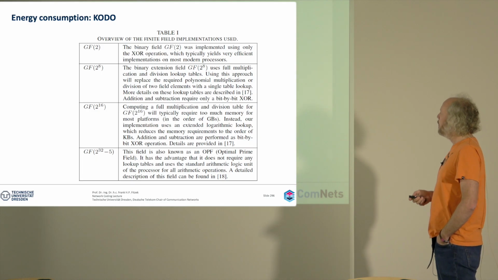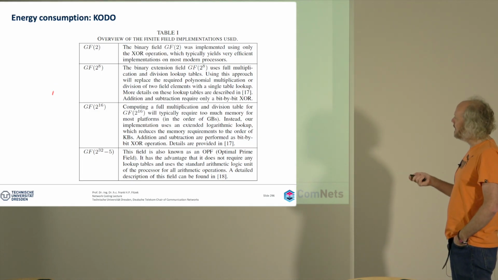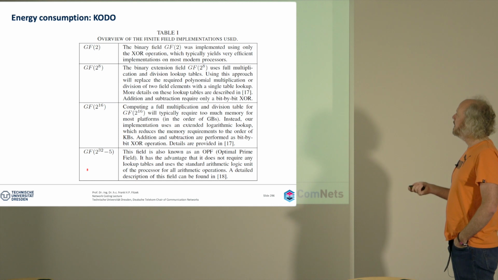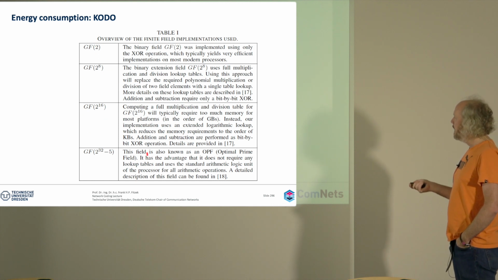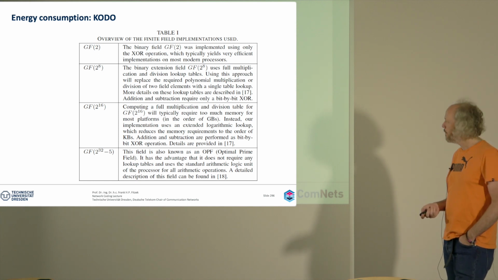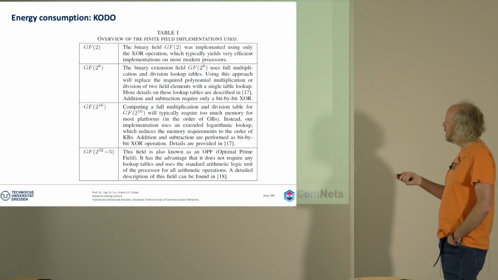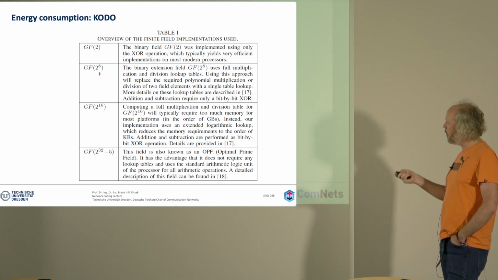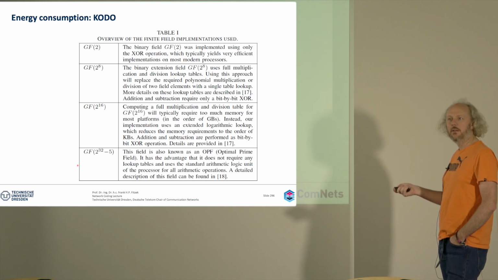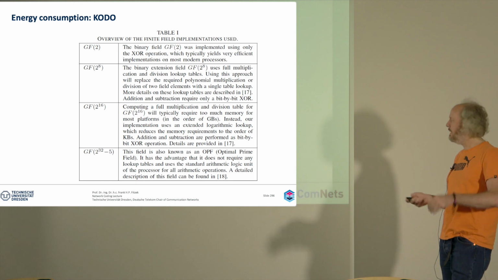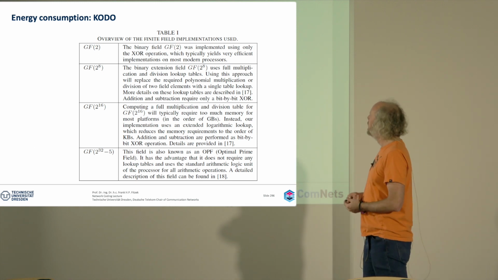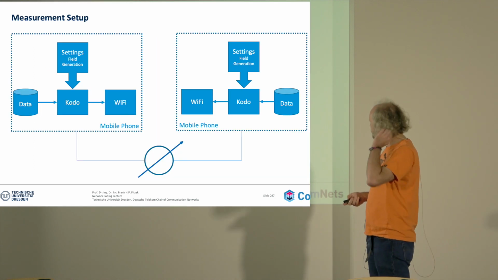For the coding, what we did is we take 4 different field sizes: binary 2, 2 to the 8, 2 to the 16, binary extension fields, and then the optimal prime field 2 to the 32 minus 5. If you remember, the larger the field, the more complex it became, so you will use more energy. But this was also something where the speed up was better, right? If you remember the PC values that I showed you. So this we are using for the coding.